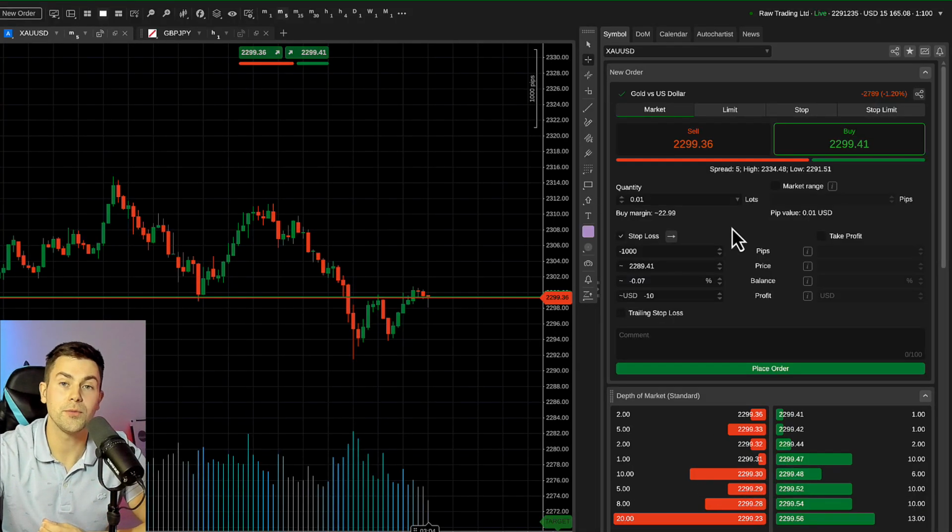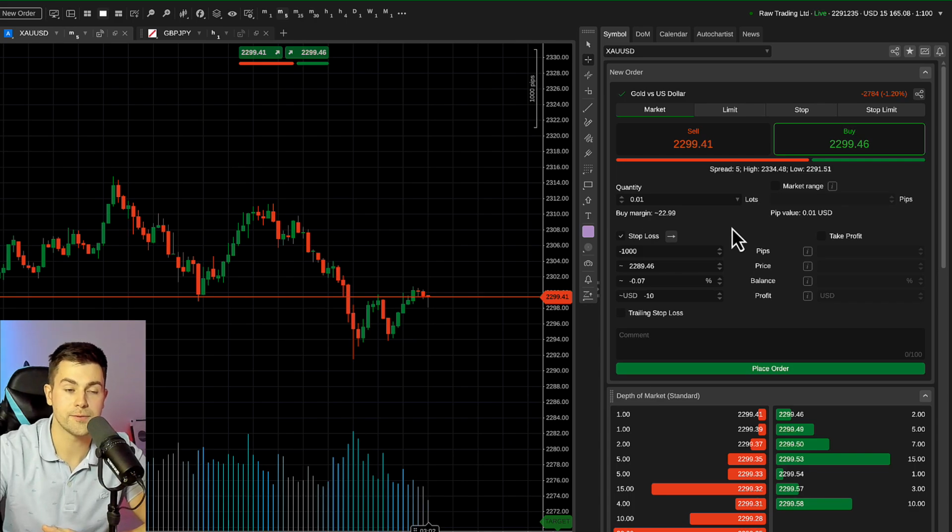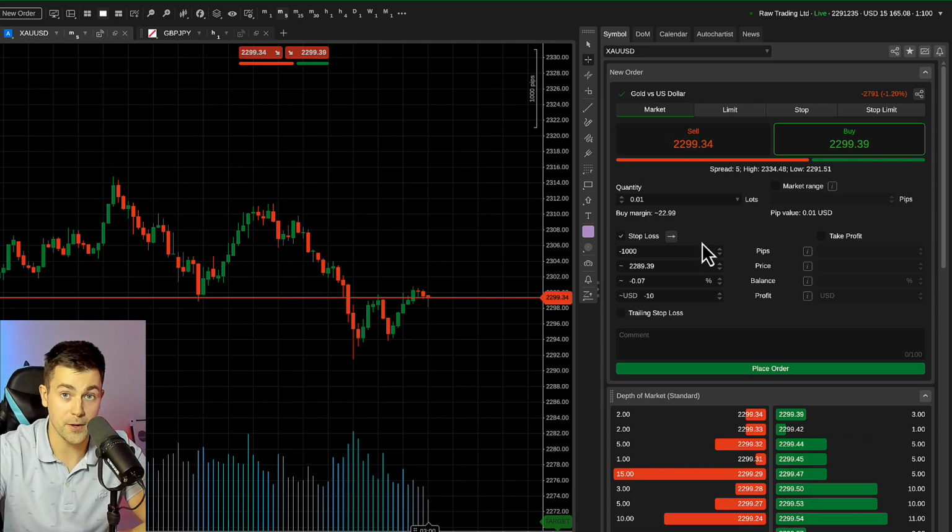Here is the trading terminal with one of my real trading accounts. And here is gold position size calculator.